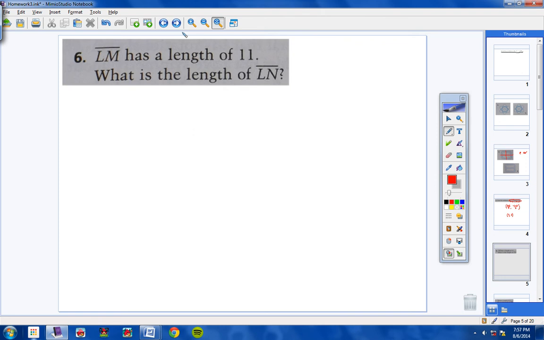Segment LM has a length of 11. What is the length of LN? Now, I did forget to do one thing. I forgot to read the directions to you. And the directions say N is the midpoint of LM.